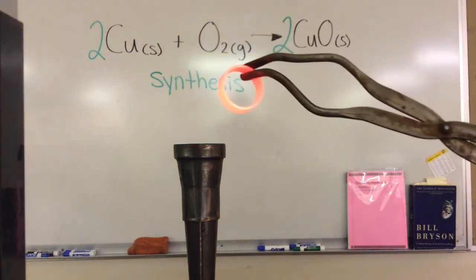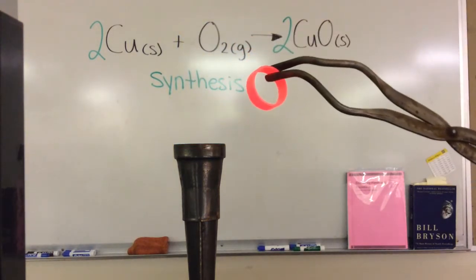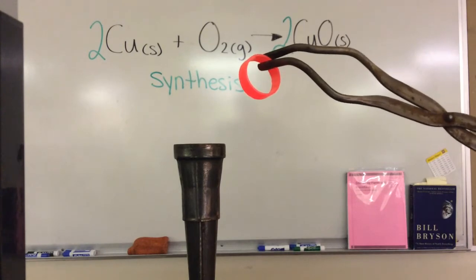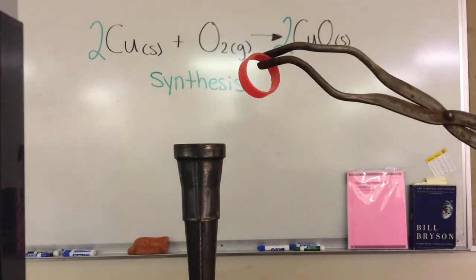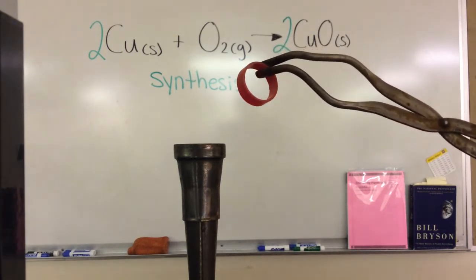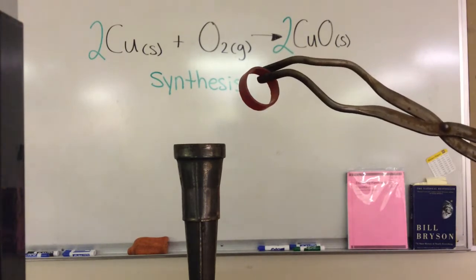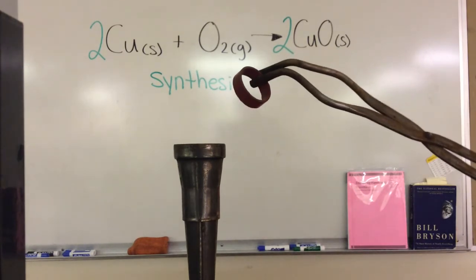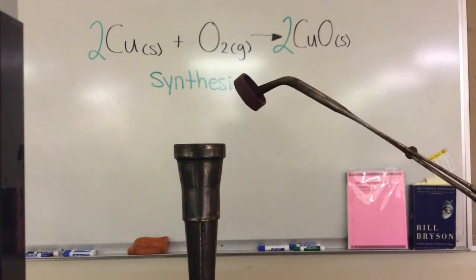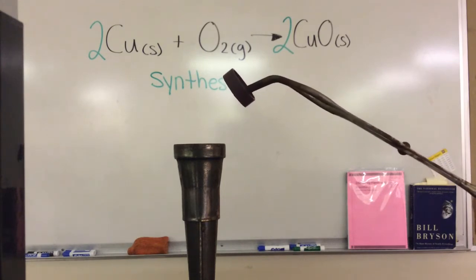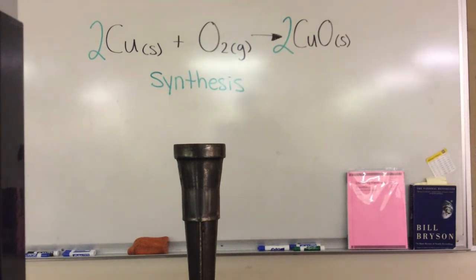Now that the copper is hot enough, watch as it cools down. Examine the color change as it goes from that glowing red hot metal to a cooled down state. The color change that you are witnessing is evidence for something new being formed.